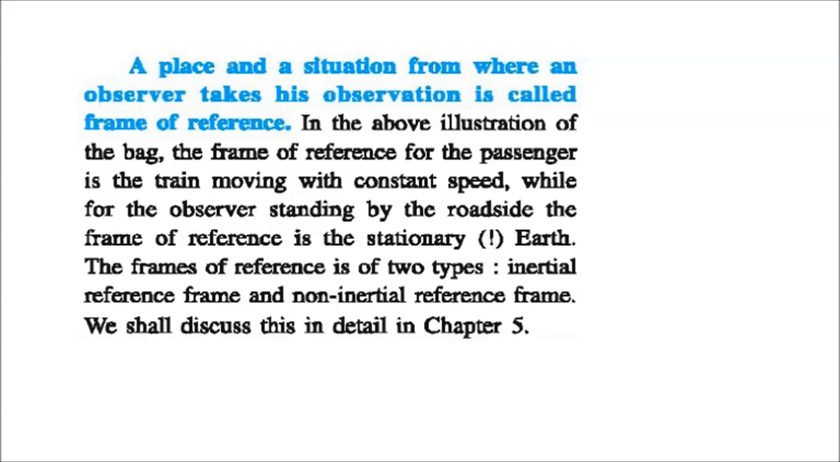So let us say that a place and a situation from where an observer looks at the object or takes the observation is known as the frame of reference. In this example, we discussed the bag. The frame of reference of the passenger is the train moving with a constant speed, while for the person standing outside on the road, the frame of reference is not the train but the earth. So the frame of reference can be of two types: one is the inertial frame of reference and the other is the non-inertial reference frame. We will discuss that in later discussions.